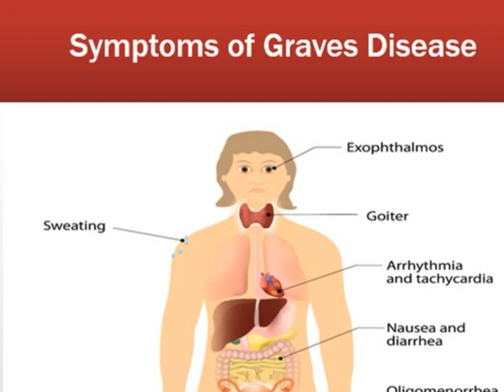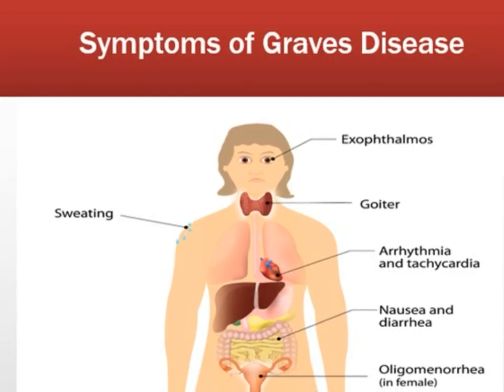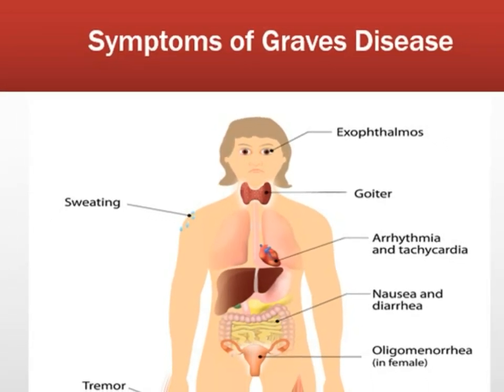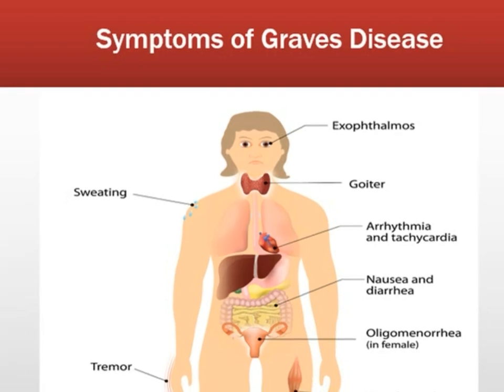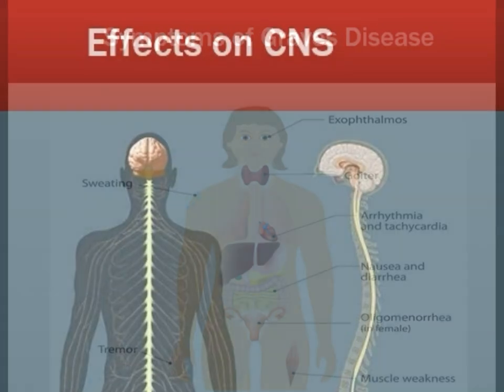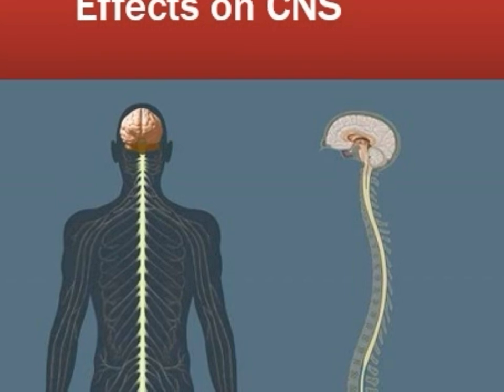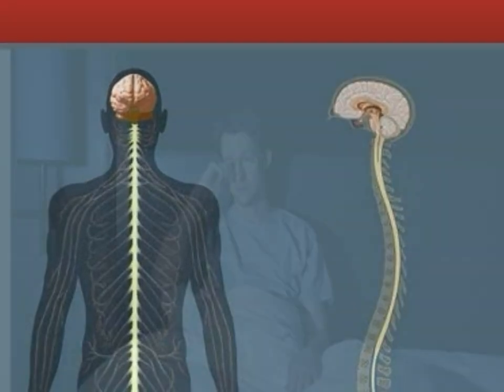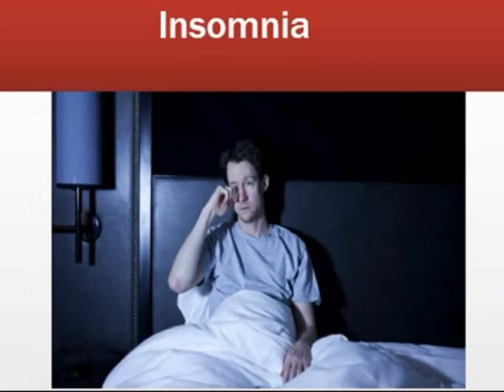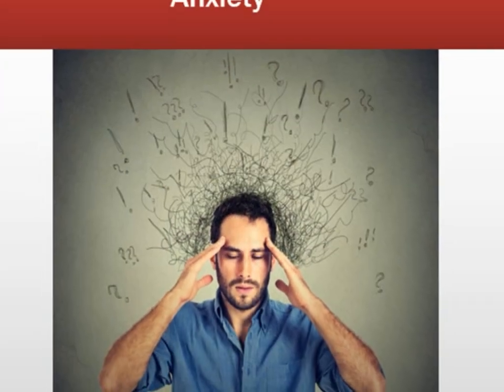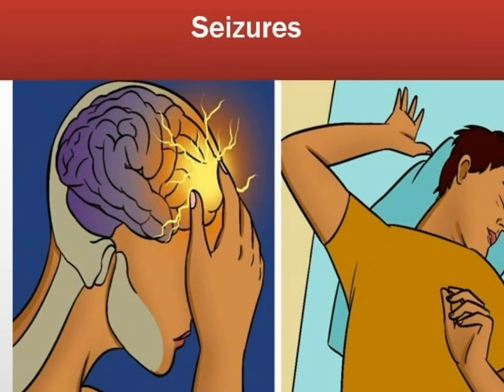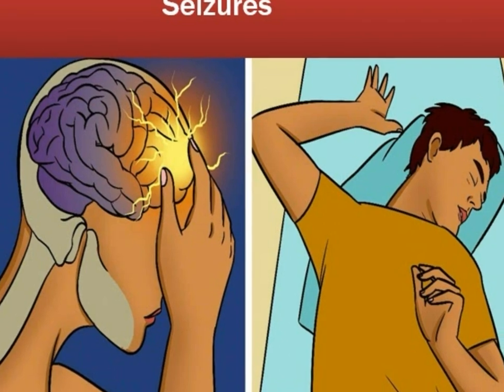Symptoms of Graves disease. T3 and T4 have receptors on most of the cells of the body, so symptoms of Graves disease appear throughout the body. Effects of Graves disease on central nervous system include insomnia, anxiety, psychic disorders and seizures.